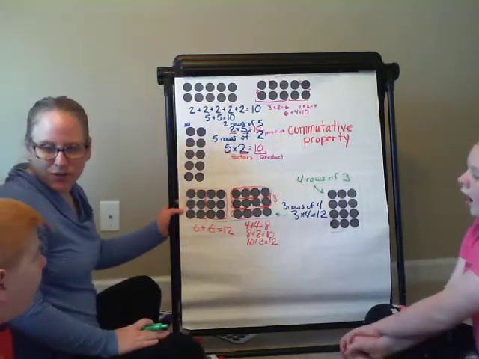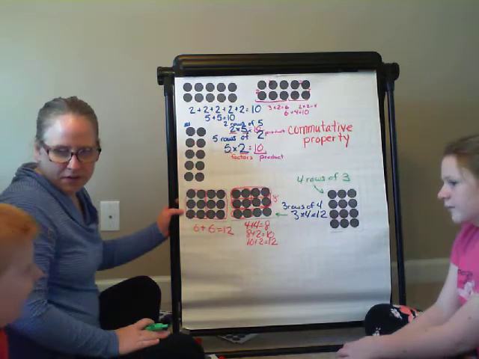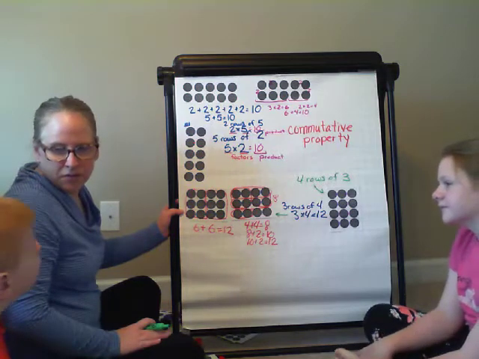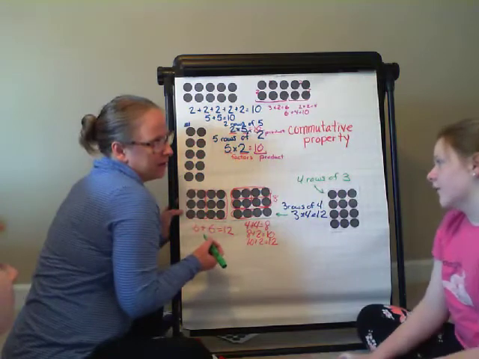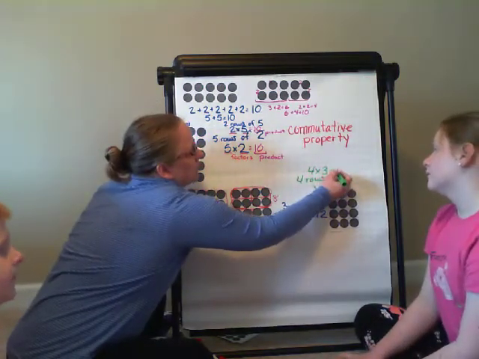So how many circles are there, Taylor? There are 12. So if I wrote that as multiplication, how would I write it, Hayden? You would write it 4 times 3. 4 times 3 equals 12.